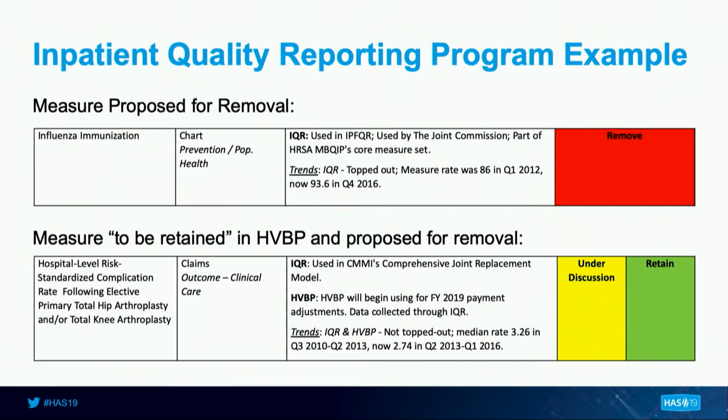And so what we did was we used the Meaningful Measures objectives and our framework to evaluate every single measure in each of our programs across CMS. The inpatient psychiatric facilities, ambulatory surgery, cancer hospitals, et cetera, all of them. And we ranked each measure red, yellow, green: red for removal, yellow for under debate, and green to retain. And we proposed removals then in the subsequent year.